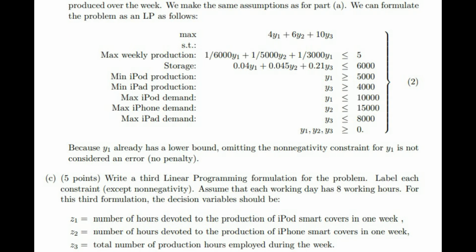Minimum iPad production y3 is greater than or equal to 4,000. Maximum iPod demand y1 is less than or equal to 10,000. Maximum iPhone demand y2 is less than or equal to 15,000, and maximum iPad demand y3 is less than or equal to 8,000. y1, y2, y3 are greater than or equal to 0. Because y1 already has a lower bound, omitting the non-negativity constraint for y1 is not considered an error.